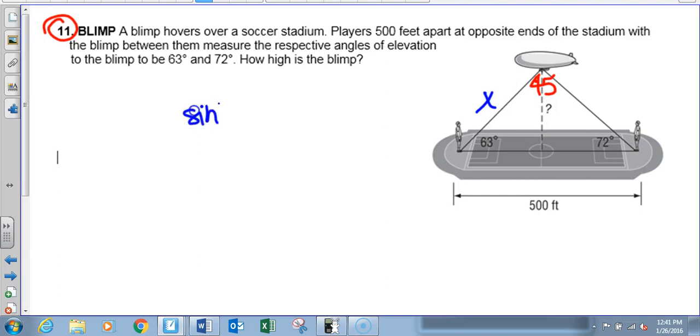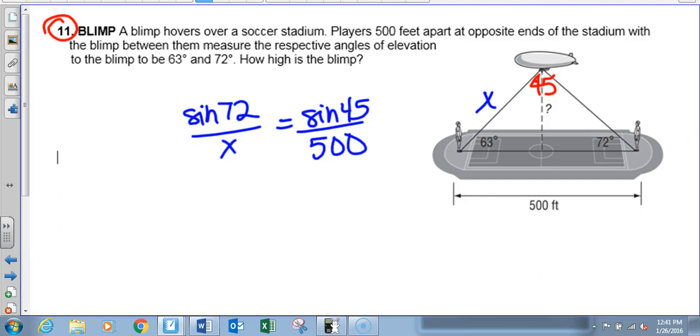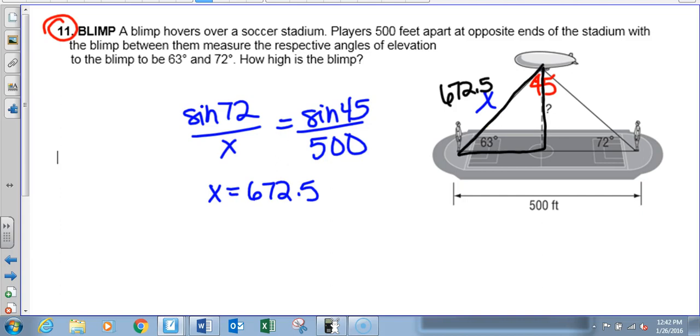So using the big triangle, the sine of 72 is across from x in the same way the sine of 45 is across from 500. I got 672.5. Anybody with me? Yep. 672.5. Now I can use this triangle, because what do I know about that triangle?